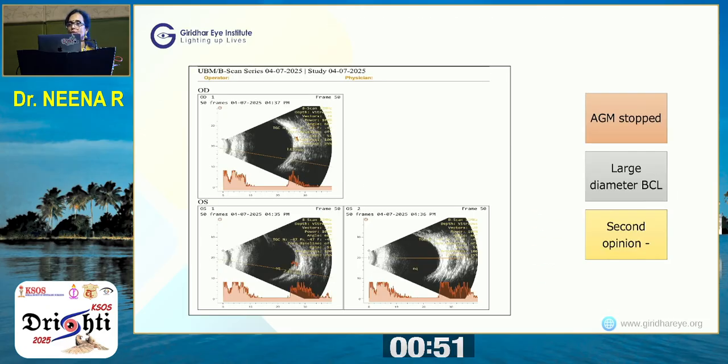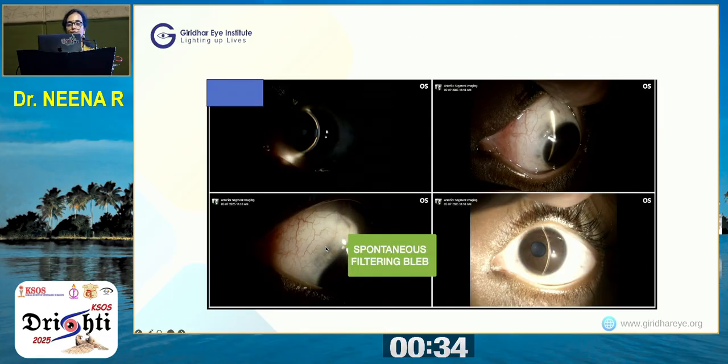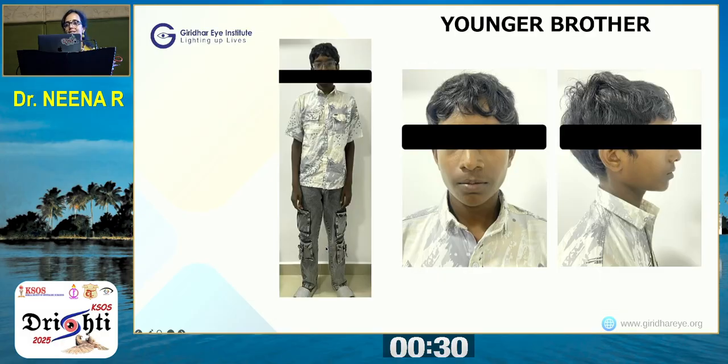And was it RD, CD? All these things we ruled out with B scan, no RD, no CD. And AGM was stopped. He was put on a bandage contact lens, and he was sent to my colleague Dr. Lekha for a second opinion because I thought it must have been an inflammatory shutdown, ciliary body shutdown. That's when she picked up these patches of scleral thinning at the limbus, which is suggestive of a spontaneous scleral filtering bleb. So this is a very rare condition. She had seen a similar case earlier, and so she was able to identify this.